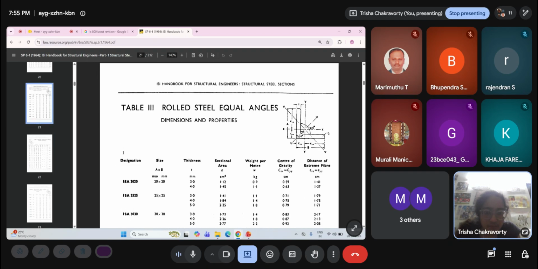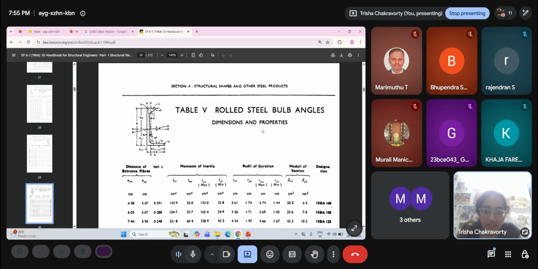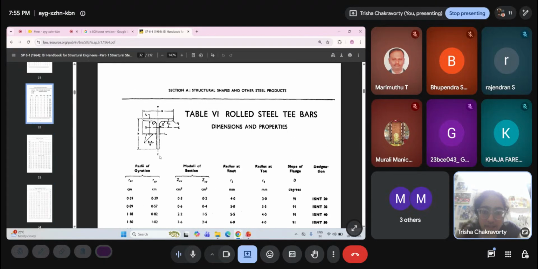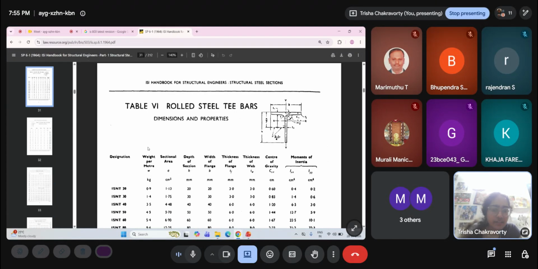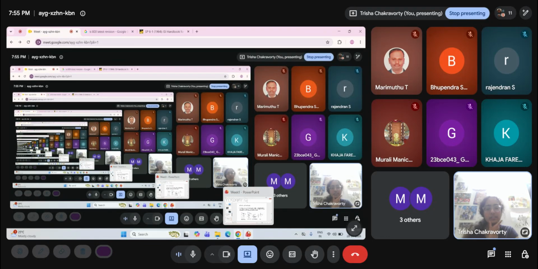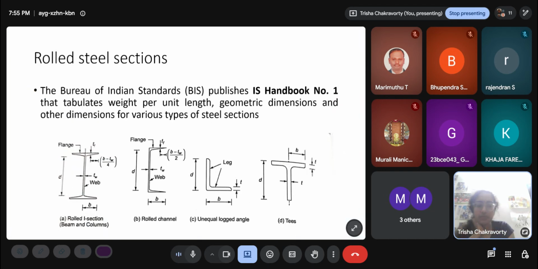Then let's go for some, these are L sections, angle sections. Then there are channel sections. Let's see. These are channel sections, oh no, this is a bulb angle. These are T sections. So there are a lot of sections, and all of these details are given in the code, and obviously you are not required to memorize these things. You have to refer to the code as and when you need.